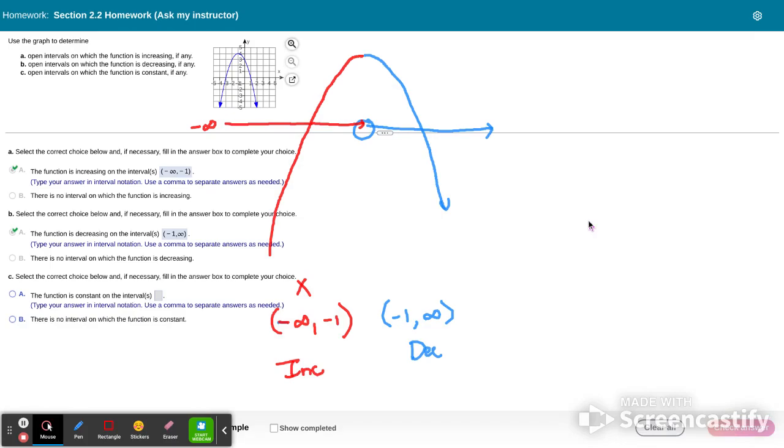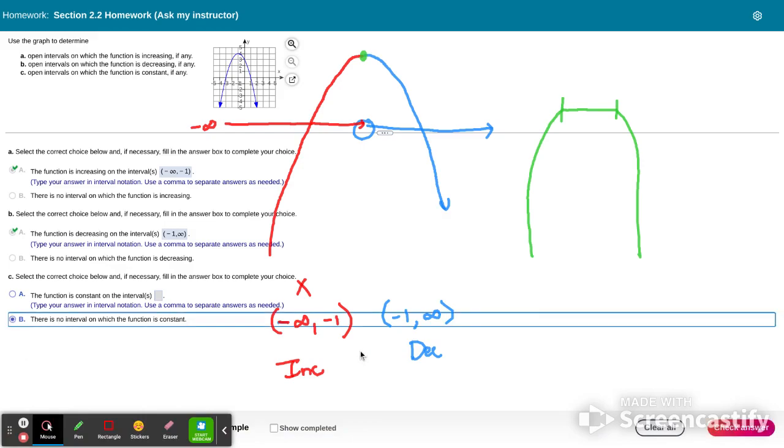What else do they have for us? It says, is there any interval of constant? So here's the thing. An interval is going to be more than one point. We do have a maximum, like right here, this is a maximum value on that graph, but it's not an interval. An interval would be something that looks like this: it goes up, then it goes flat across, and then it goes down. So from that spot to that spot, that would be an interval. In this particular case, we're going to answer this question by saying there is no interval of constant.